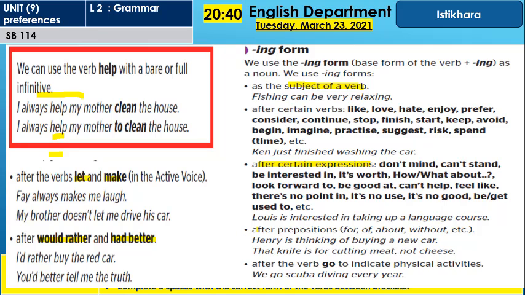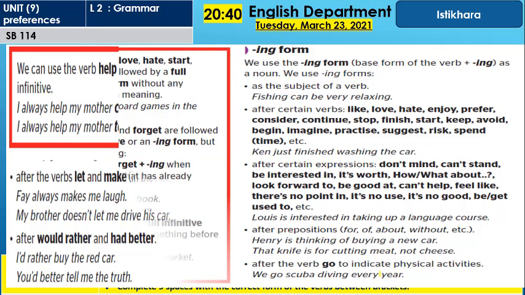We also use the gerund or the ing form after prepositions like for, of, about, without. Henry is thinking of buying a new car. That knife is for cutting meat, not cheese. And after the verb go, to indicate a physical activity. We go scuba diving every year.